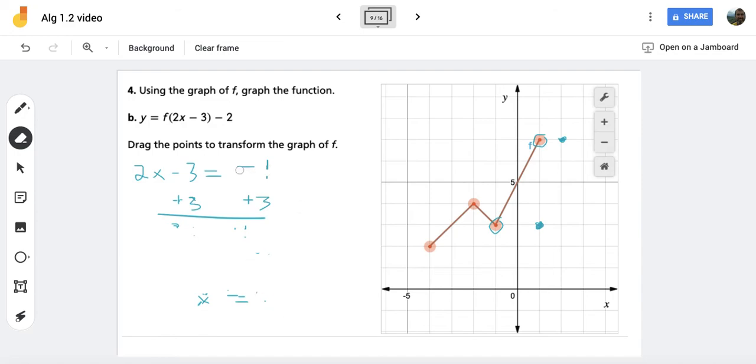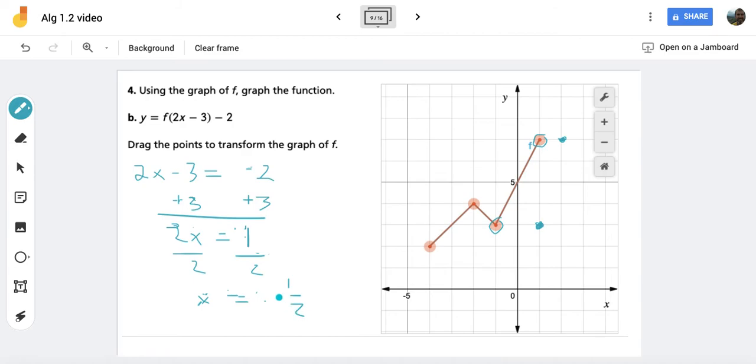And instead of -1, I'm now going to try an x value of -2. Let's see where it's going to equal 4. But I need it to be where the x value is -2. I'm going to add 3 to both sides. And I get 2x equals 1. Divide both sides by 2. And I'm getting 1/2.